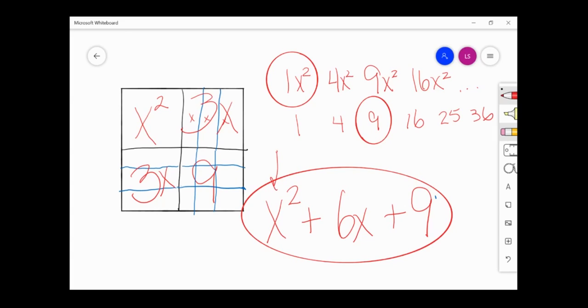So once again, this is a perfect square, and this is a perfect square. And notice that 3 times 3 makes 9, but also 3 plus 3 makes 6. So keep that in mind as we do more examples.